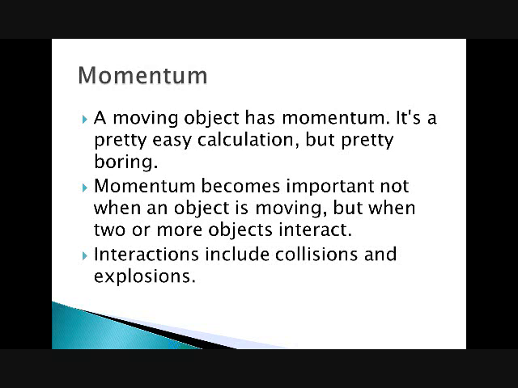Now, when I talk about interactions, we talk about things like collisions and explosions, really cool things. Two cars hitting, a bomb exploding. These are all examples where momentum comes into play and can give us a lot of information about what's going to happen. Now, these interactions and what happens during the collisions and explosions, that's where we got to look at conservation of momentum. But momentum itself is simply a property an object has when it's moving, similar to kinetic energy, similar to force.